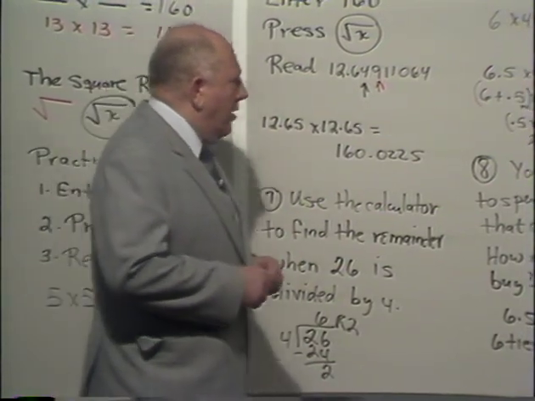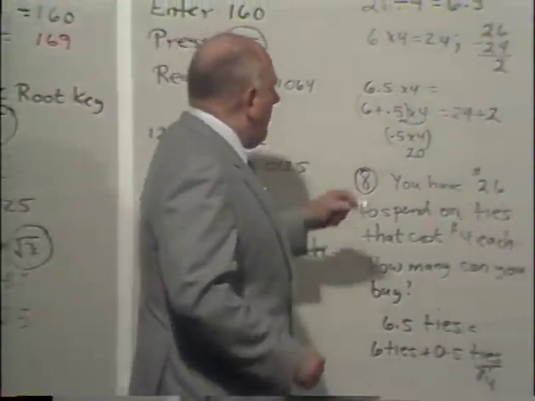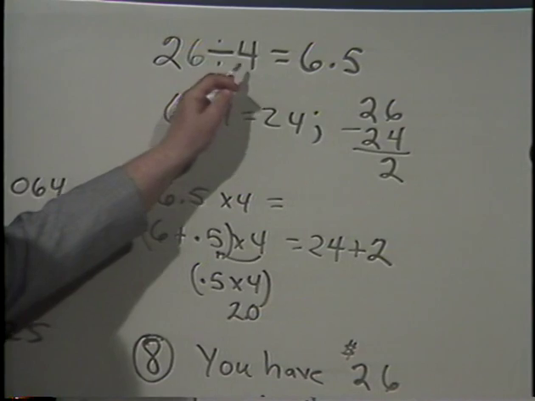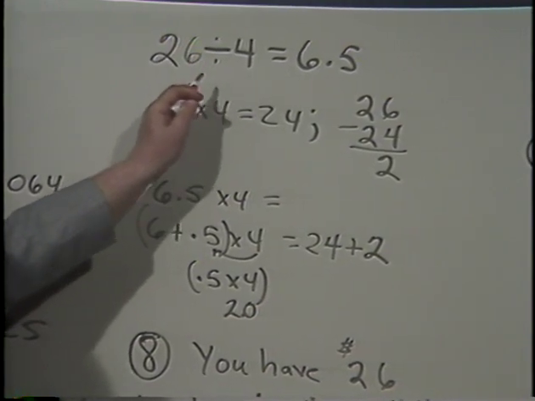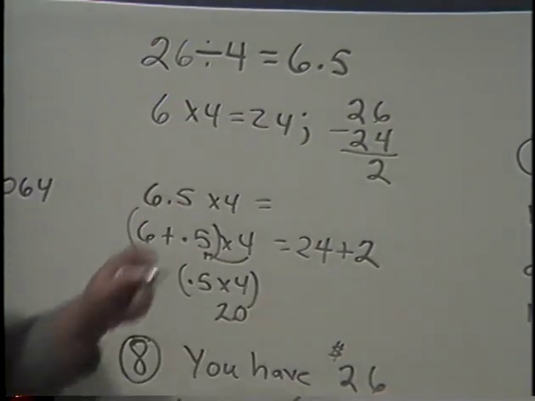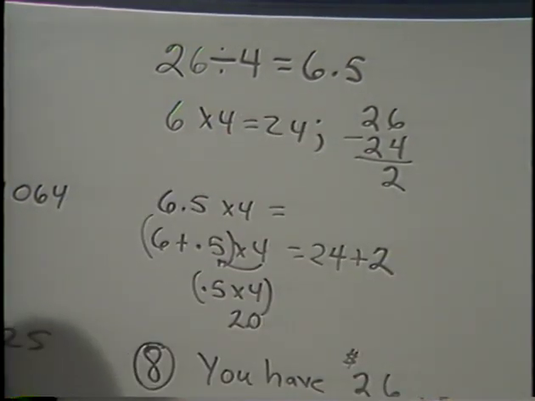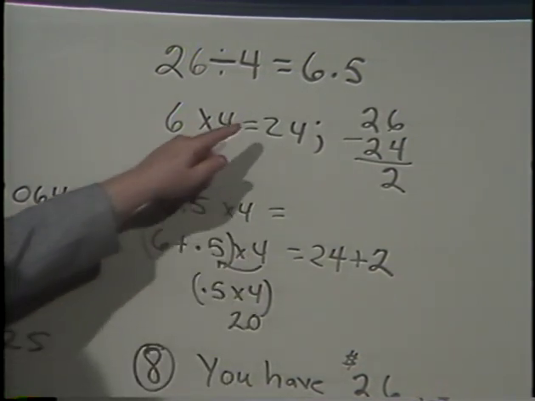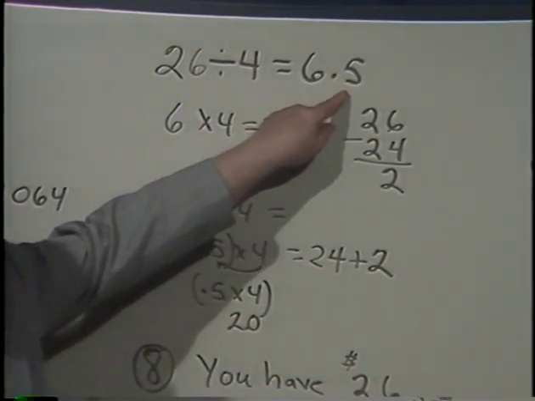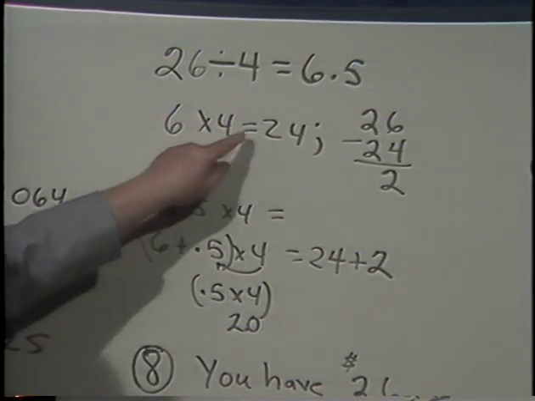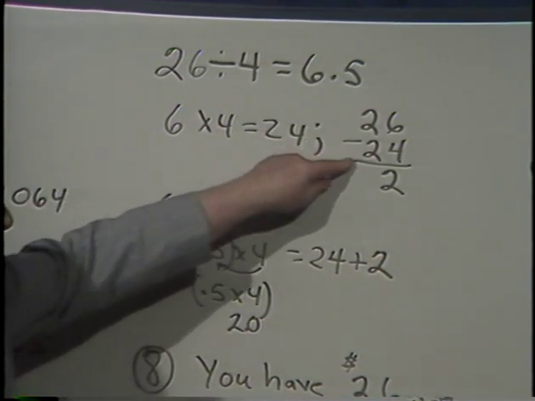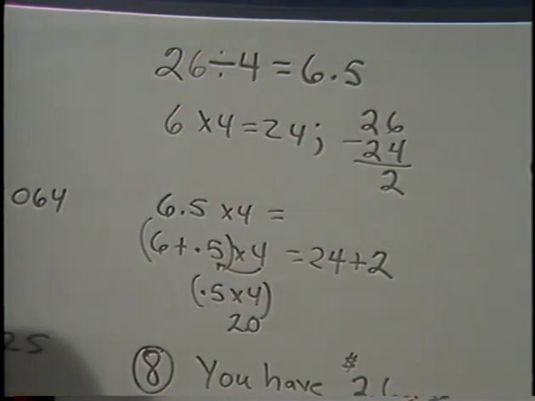Do the same problem on the calculator. If you do this problem on the calculator, enter the 26, press the division symbol, hit the 4, hit the equal sign, you get 6.5. The remainder can't be 5. When you're dividing by 4, the remainder can't be more than 3. The way you read this is that it's 6 and a fraction, in fact 6.5. 6 times 4 would be 24. Then you could subtract the 24 from the 26 to get that the remainder is 2.